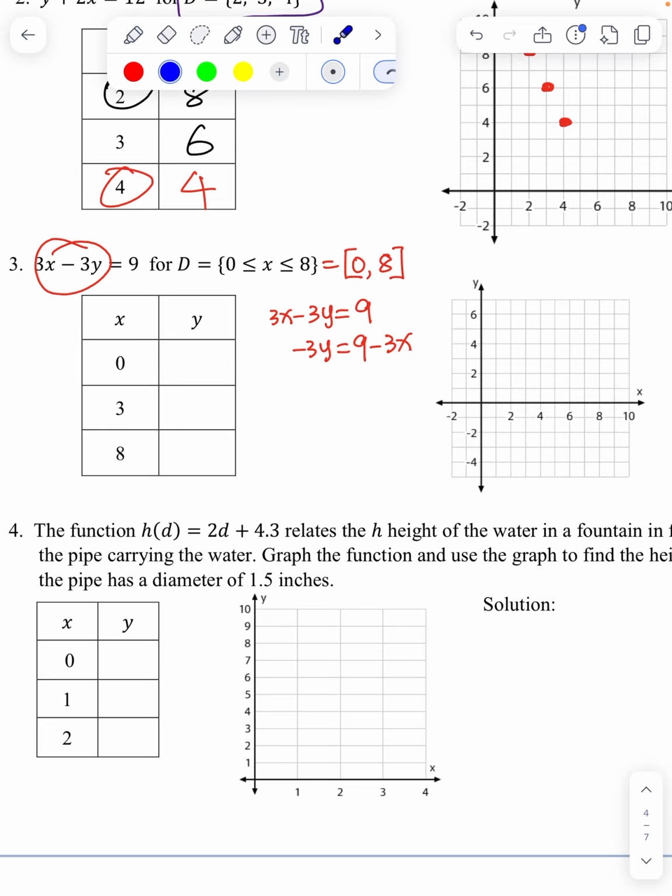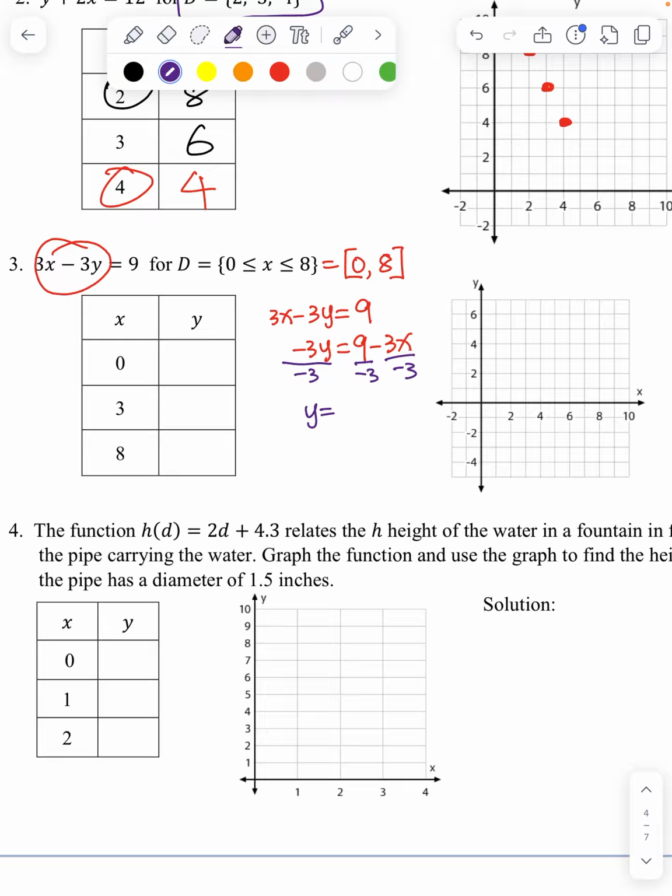Now, we want y. We don't want negative 3y. So we have to divide both sides by negative 3. When we divide, we divide every term. So negative 3 divided by negative 3, they cancel out and become 1, right? So 1y left. So 9 divided by negative 3 is negative 3.